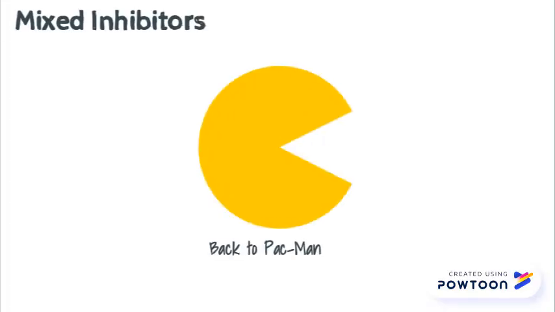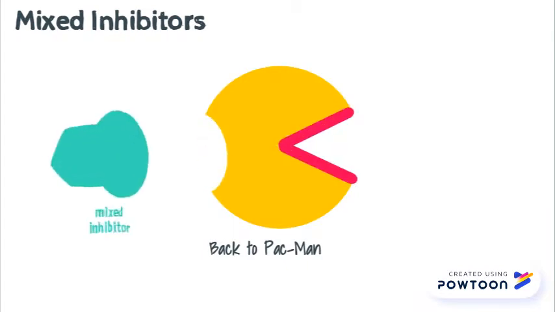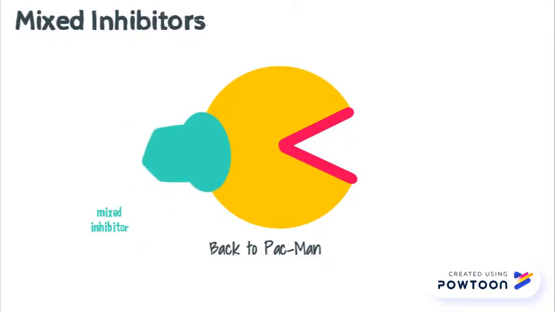Recall that the active site is where the substrate normally binds to the enzyme. Mixed inhibitors can bind to the allosteric site of the free enzyme, similar to competitive inhibitors, or the enzyme-substrate complex, similar to uncompetitive inhibitors, to prevent the enzyme's catalytic activity. So you can think of them as a mix between competitive and uncompetitive inhibitors.